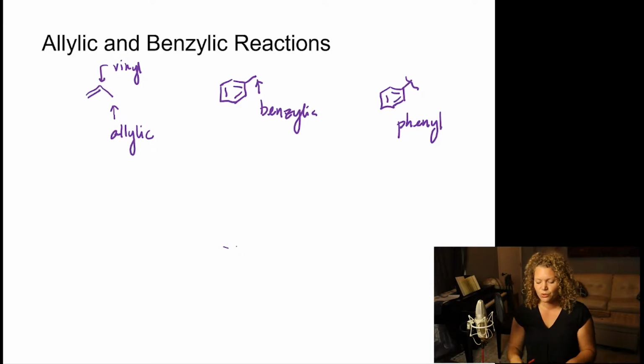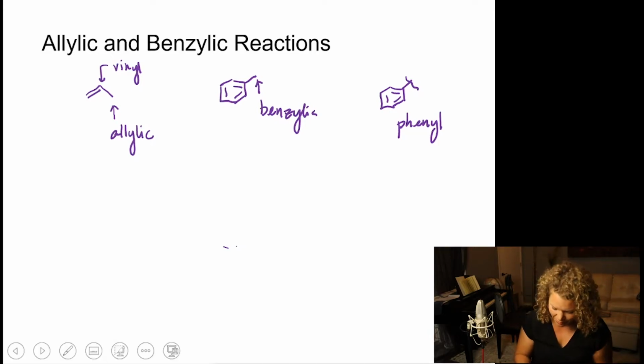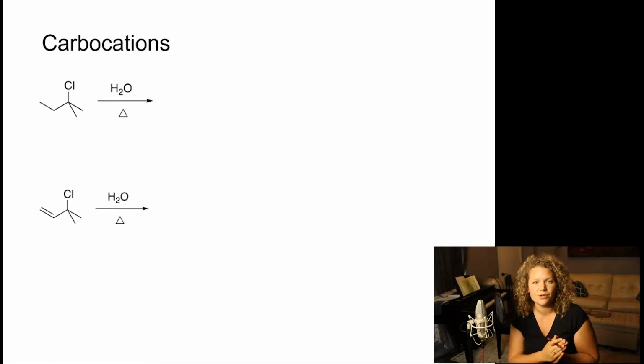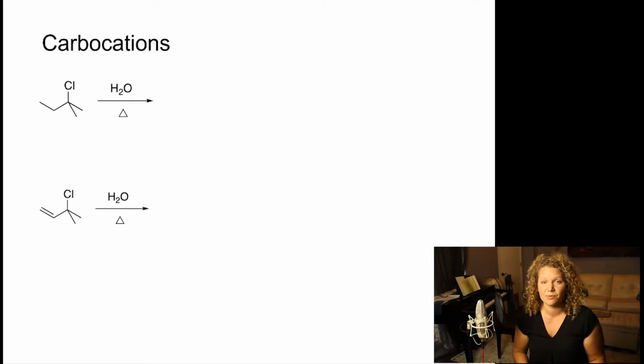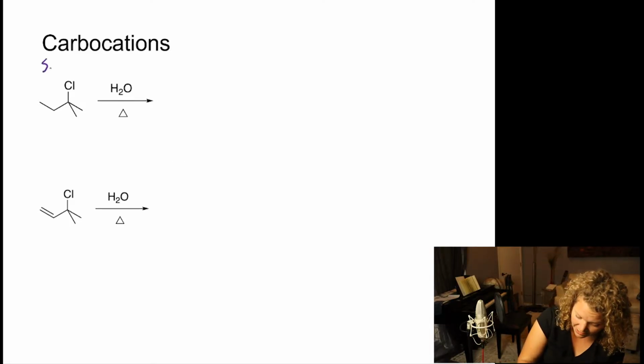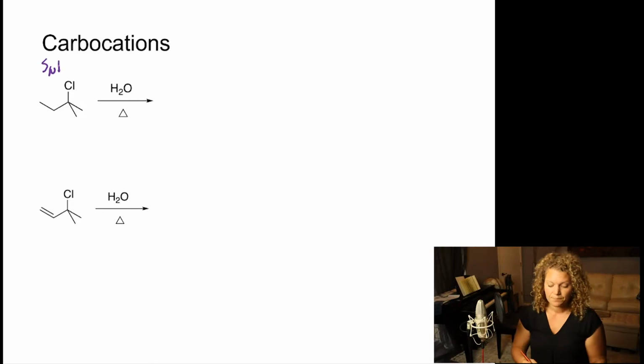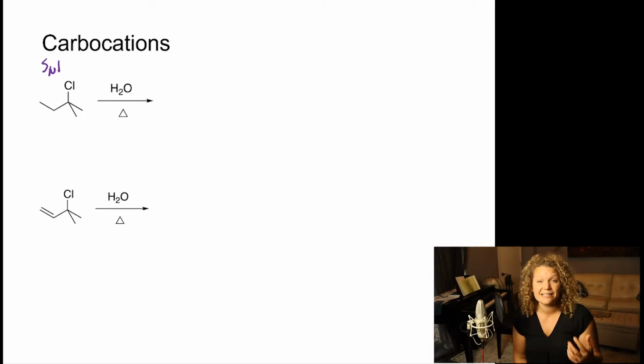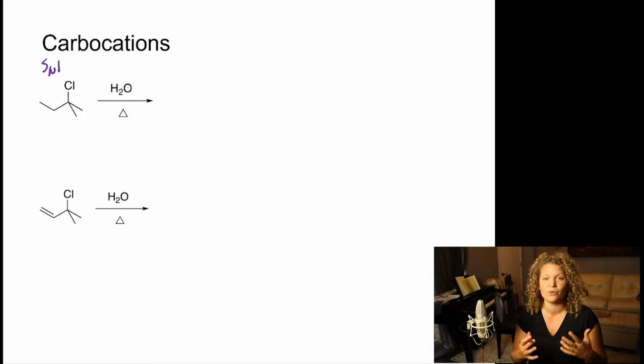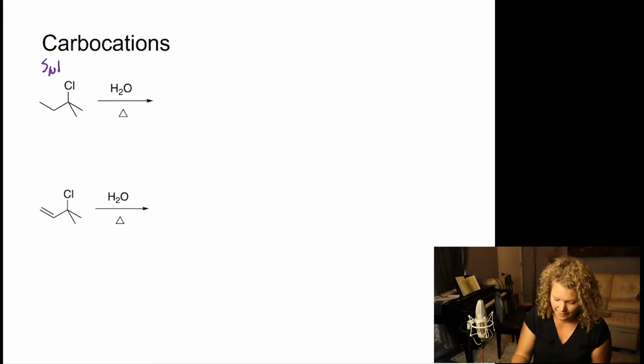And what we're going to do is look at the difference in reactivity and why these positions are so special. This is a review from some of your material from Chem 343. Here I've got carbocation formation and what we know as SN1 reactions. And we know from our studies that SN1 reactions first start with the formation of a carbocation.